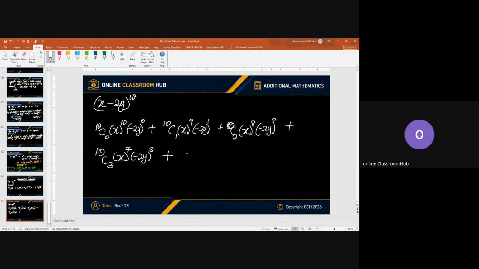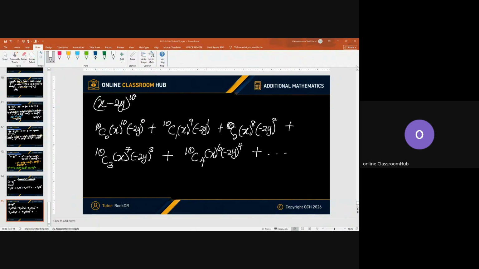Then, of course, the last one, 10 combination what? Yes, 10 combination 4. Then x raised to the power 6. Negative 2y raised to the power 4. Good. Then, of course, plus our 3 dots.